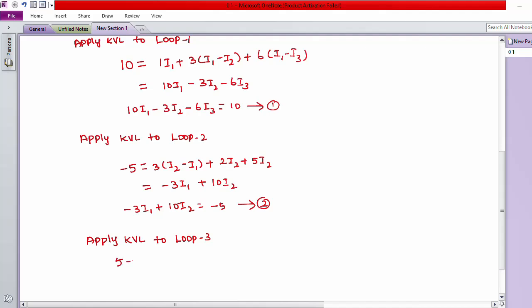So 5 plus 20 equals 6 into (I3 minus I1) plus 4 I3. Now simplify this equation: minus 6 I1 plus 10 I3. So again rewriting this equation, it becomes minus 6 I1 plus 10 I3 equals 25. Take this as equation number 3.